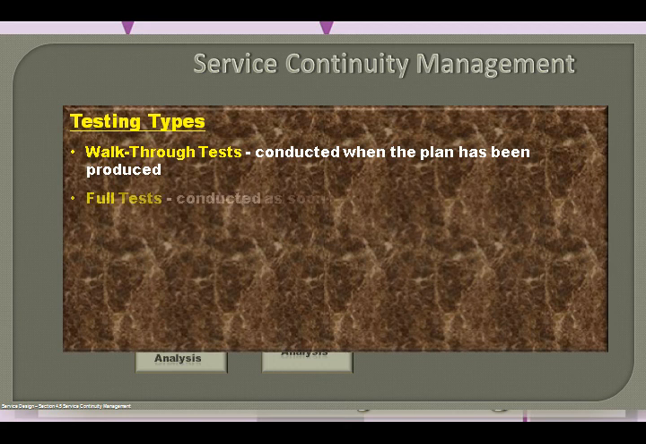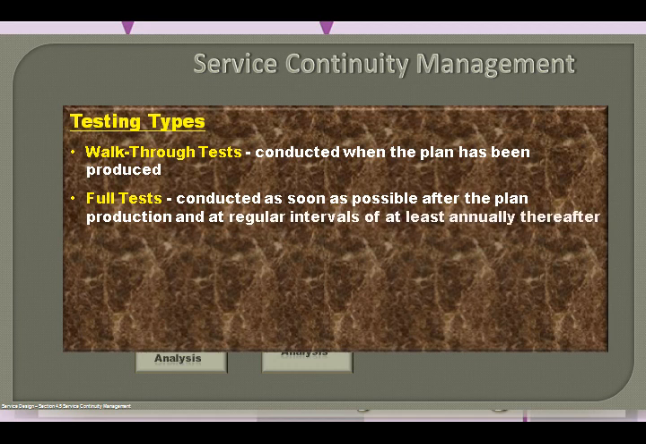Full tests should be conducted as soon as possible after the plan production and at regular intervals of at least annually thereafter. They should involve the business units to assist in proving the capability to recover the service appropriately. They should, as far as possible, replicate an actual invocation of all standby arrangements and should involve external parties if they are planned to be involved in the actual invocation.